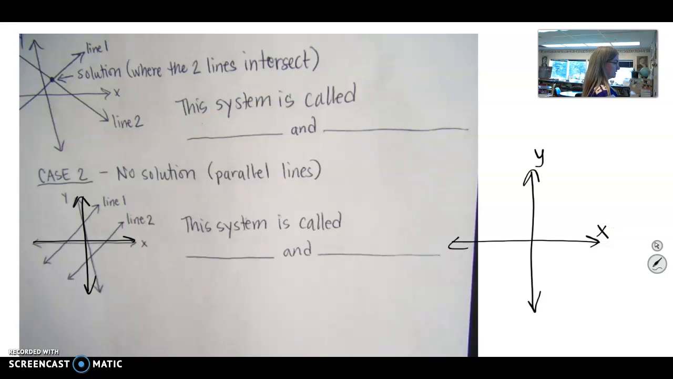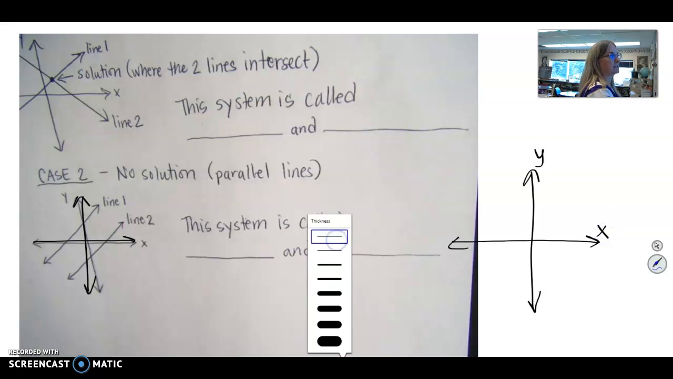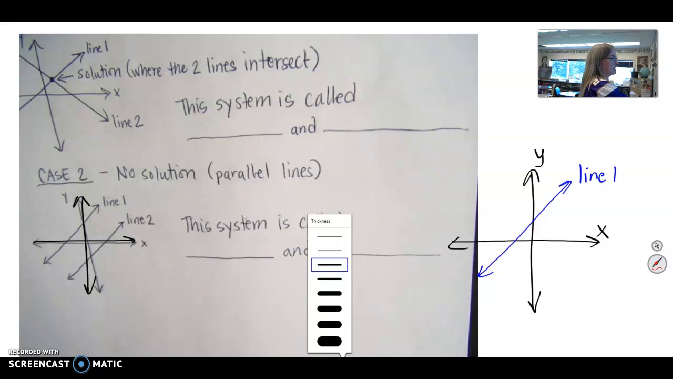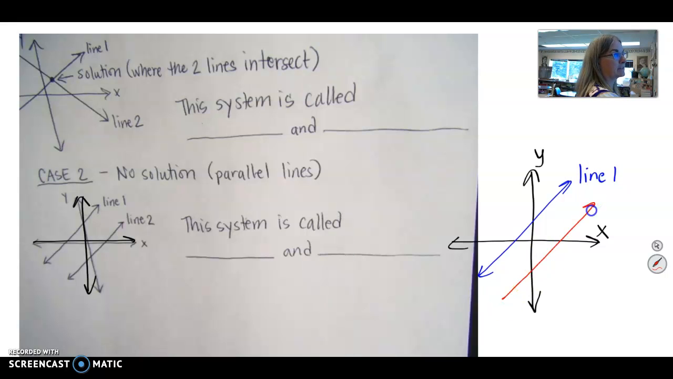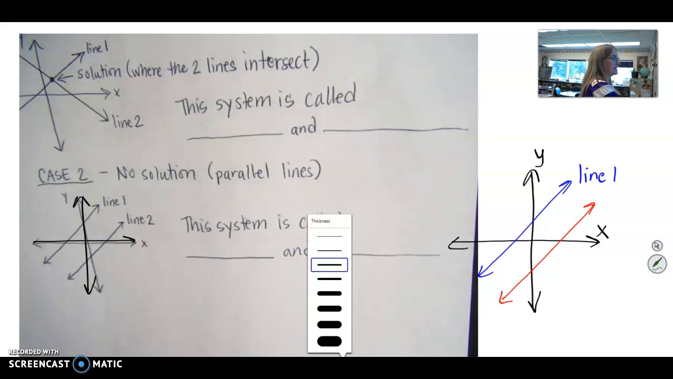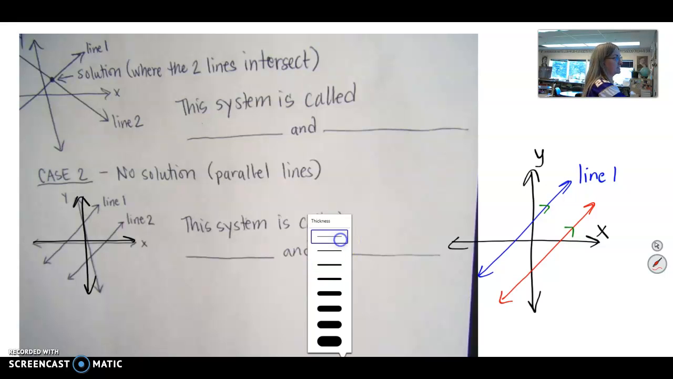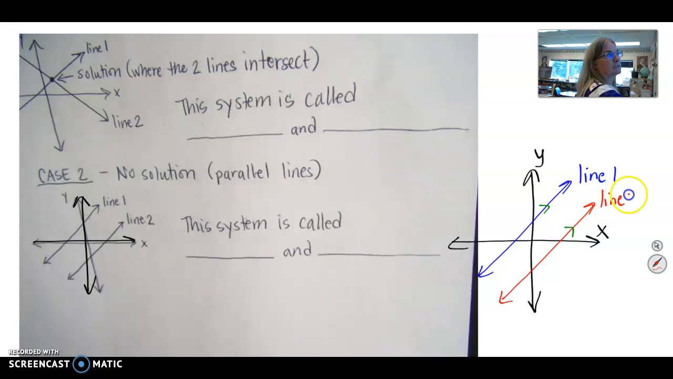And if you have one line, line 1 maybe looks something like this. And the second line that you graph on the same coordinate grid is parallel to it, meaning they have the same slope. Those little arrows mean that those lines are parallel. Line 2 has the same slope as line 1, so they're parallel. They will never intersect, and therefore there is no solution. So parallel lines, there's no solution.